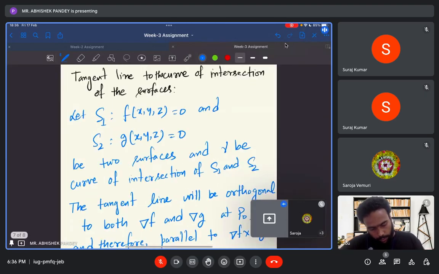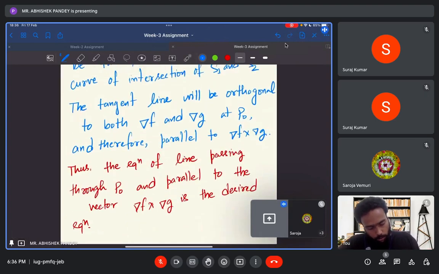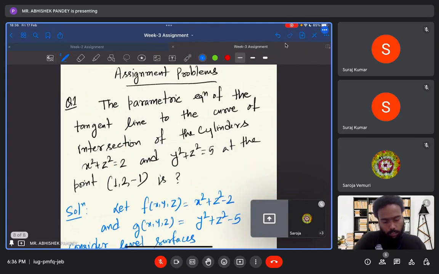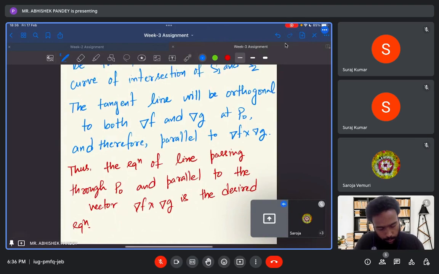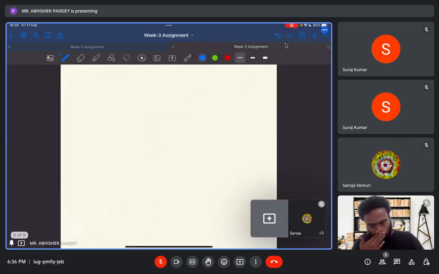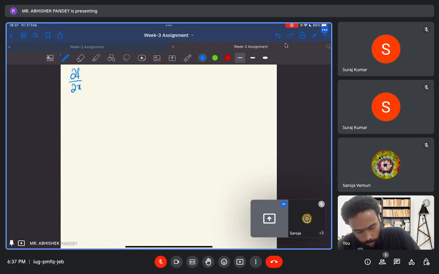Now earlier we have seen that the equation of line passing through P naught and parallel to the vector is the desired equation. This is the equation of tangent line to the curve of intersection of the surfaces. This is what we need to find here, the equation of tangent line. So first we need to find this del f cross del g at that point. So what will be del f? For that we need del f by del x. So del f by del x is nothing but 2x, okay.